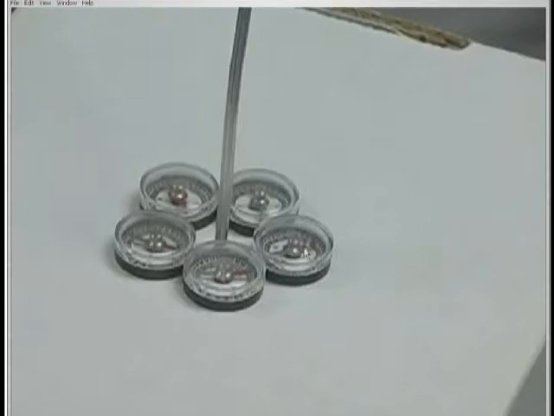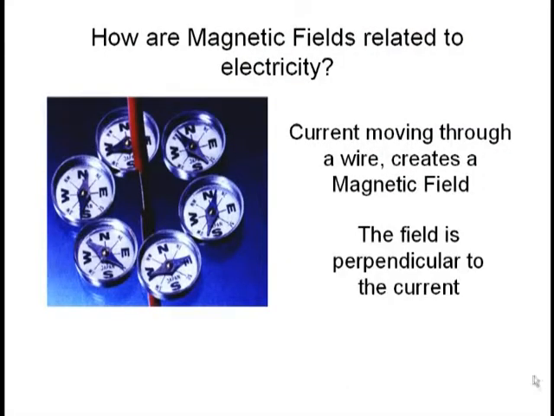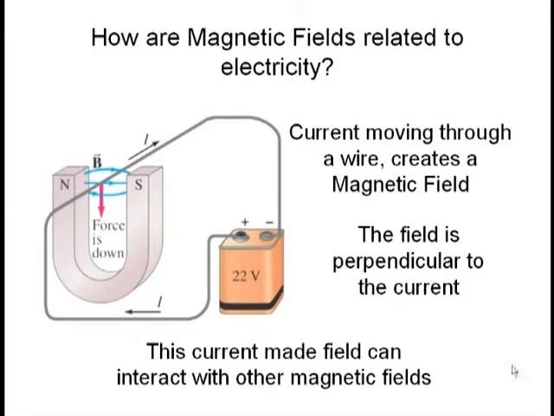And we say that that field is perpendicular to the wire or the current, because the current is going in this direction and the field is going in this direction. So the field is perpendicular to the current. This field that we make with the current can interact with other magnetic fields, meaning it can attract or repel.